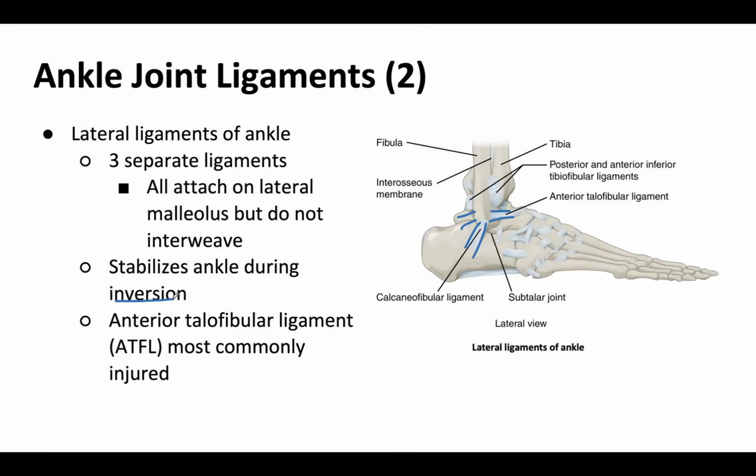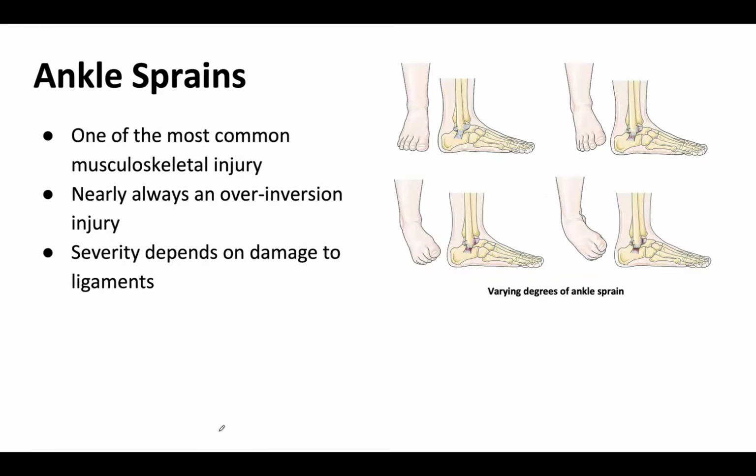And when we get an over-inversion injury, you can have damage to any of these ligaments, but particularly the anterior talofibular ligament, or the ATFL, is one of the most, if not the most, commonly injured ligaments in the body. And that is because ankle sprains are common. I am fairly sure either you or someone you know has had an ankle sprain.